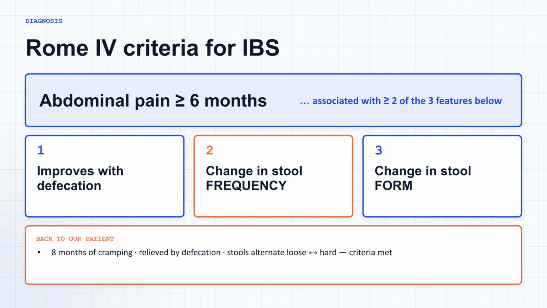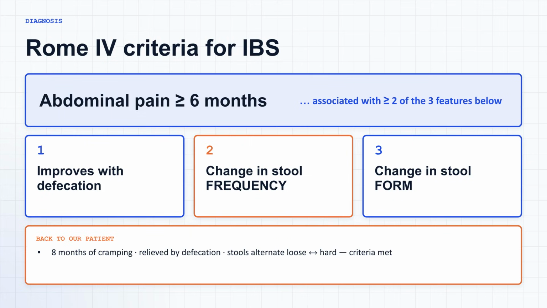Here are the criteria. Abdominal pain for 6 months or more, associated with at least 2 of the following 3 features. First, the pain improves with defecation. Second, the pain is associated with a change in stool frequency. Third, the pain is associated with a change in stool form. That is the whole diagnostic test.